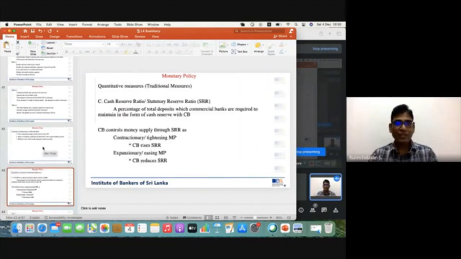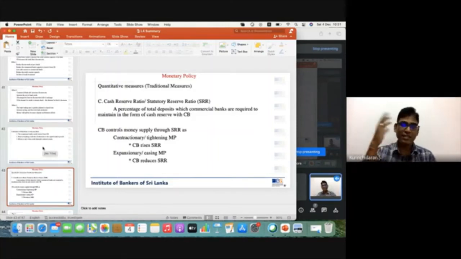And then the third one, traditional measures, which we have discussed again and again, right? SRR, the statutory reserve requirement. This is the reserve account. What does that mean? It is a percentage of total deposits which commercial banks are required to maintain in the form of cash reserve with the central bank. It is applicable to commercial banks, so they have to keep a percentage of their total deposits in an account at the central bank. Through this SRR, the central bank can play around. That's what we have shown in the table.